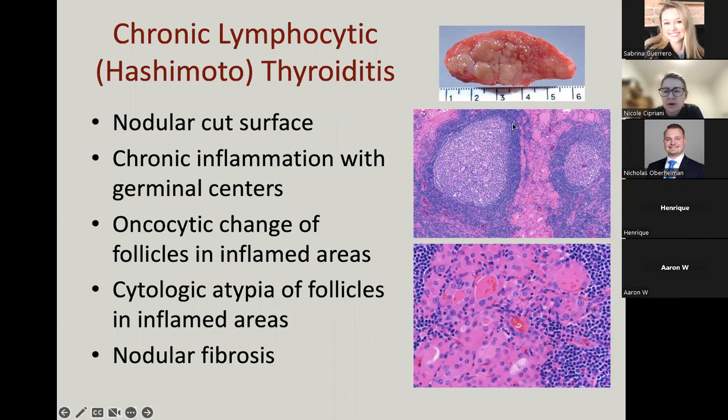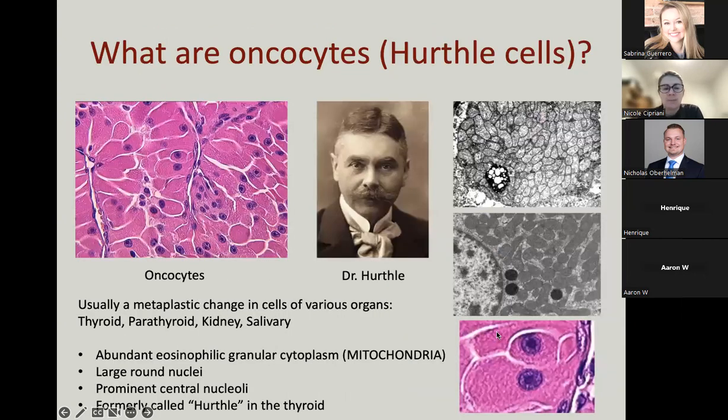So we see here chronic inflammation, very blue, with germinal centers, which are a little bit paler. We see oncocytic change in the follicles in the areas of inflammation. And you may be asking, okay, you talk about these oncocytes, well, what are they? So they were formerly known as Hürthle cells in the thyroid.